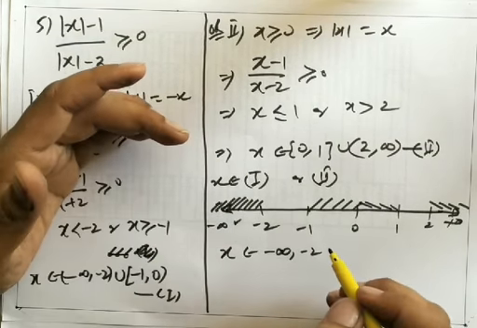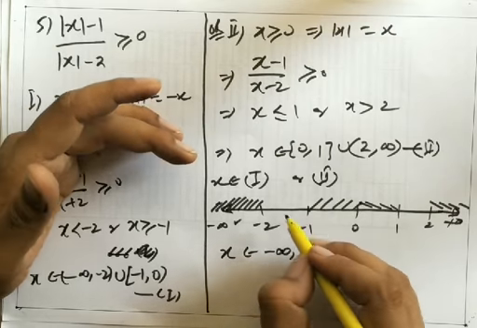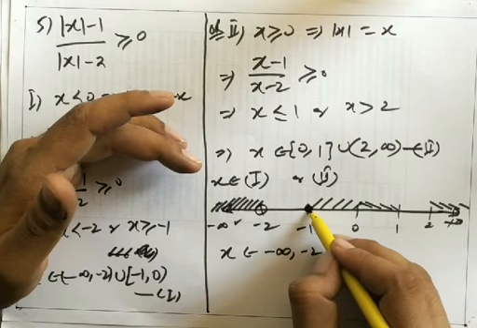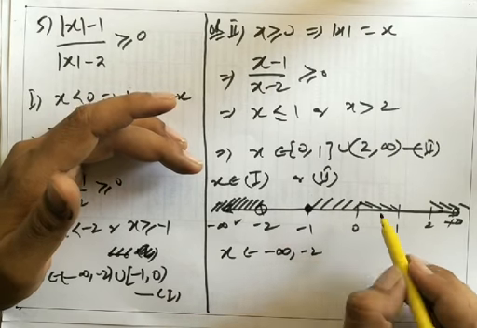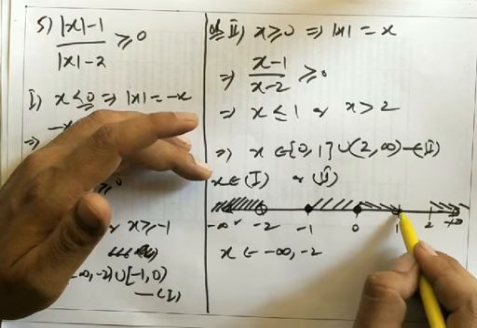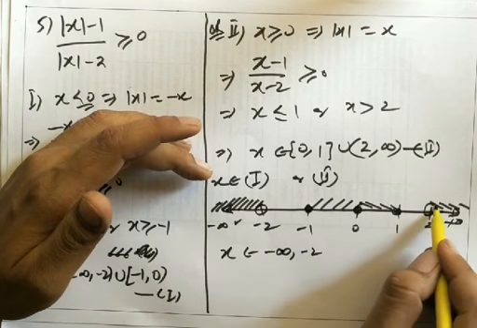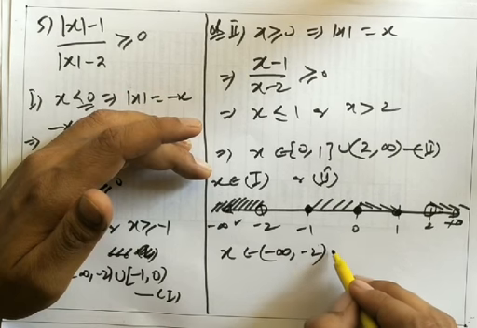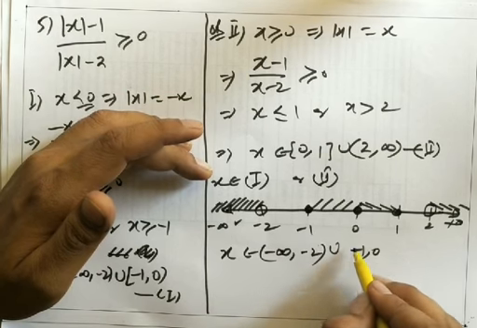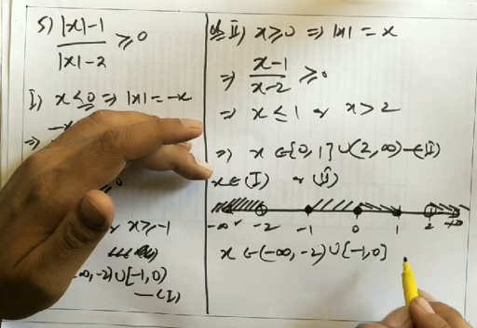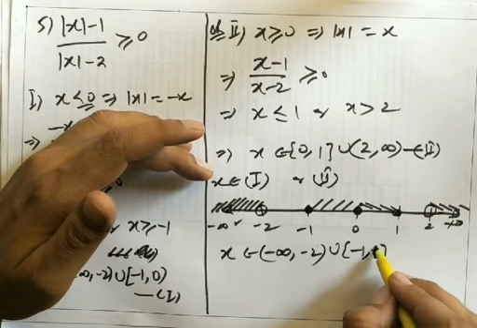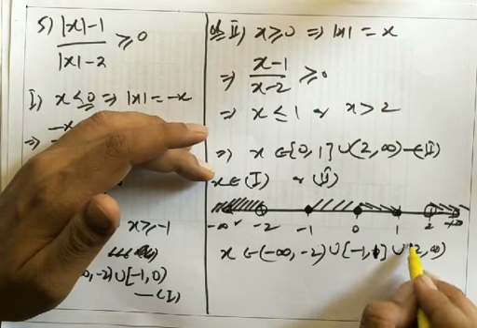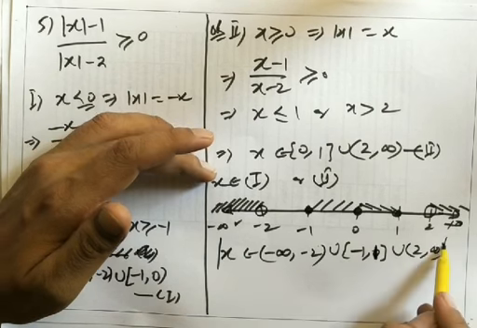That means the final answer will be x belongs to minus infinity comma minus 2. And you can see here minus 2 was open, minus 1 was closed, and here 0 and 1 were closed, and here 2 is open. So the final answer will be written as this union minus 1 comma 1 and union 2 comma infinity. So this will be the final answer to this question.